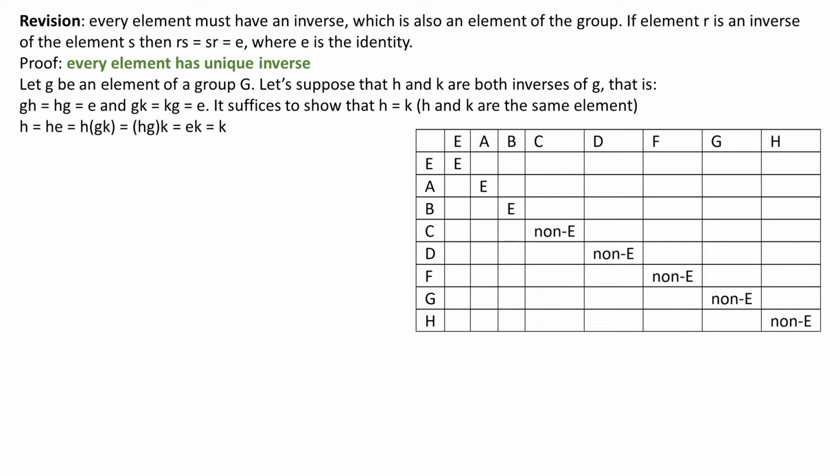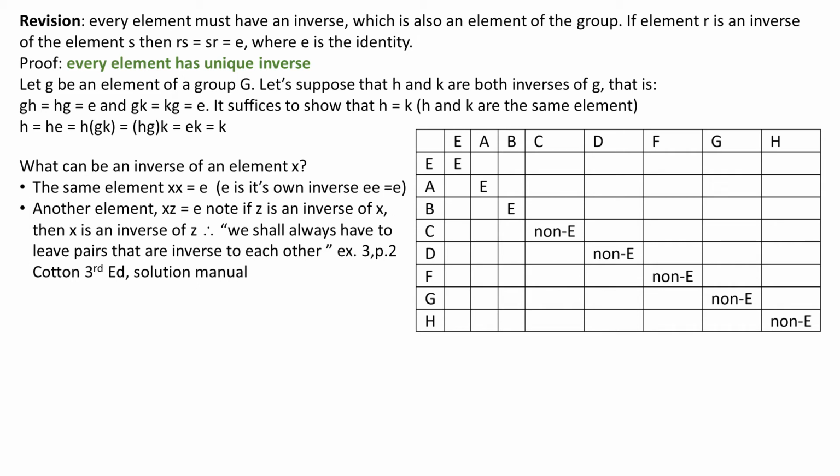The answer is that it cannot be a group. Let's say we have an element X, what inverses can it have? Well, it can be an inverse to itself, that is X equals E, or it can be an inverse to another element, let's say Z. But please notice that if X is an inverse to Z, then Z is an inverse to X. In other words, we always have to leave pairs that are inverses to each other. That's why the table cannot represent a group.